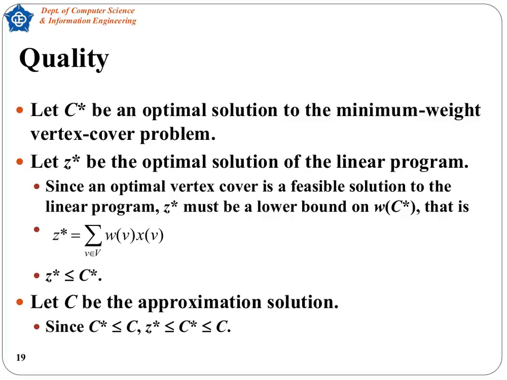Finally, let C denote the cover produced by our approximation algorithm. By the optimality of C*, we know w(C*) is less than or equal to w(C), so chaining these inequalities yields Z* is less than or equal to w(C*) is less than or equal to w(C). This chain shows that our approximation's cost never falls below the LP bound and never exceeds the true optimum by more than the ratio implied by our rounding.